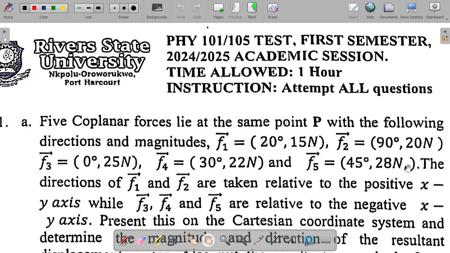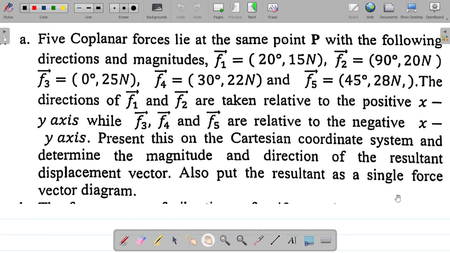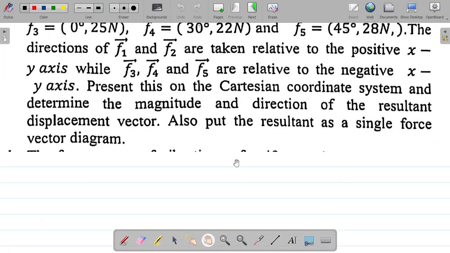F4 equal to 30 degrees, 22 Newton, and F5 equal to 45 degrees, 28 Newton. The directions of F1 and F2 are taken relative to the positive XY axis, while F3, F4, and F5 are taken relative to the negative XY axis. Present this on the Cartesian coordinate system and determine the magnitude and direction of the resultant displacement vector. Also put the resultant as a single force vector diagram. All right, so how do we solve this question here?